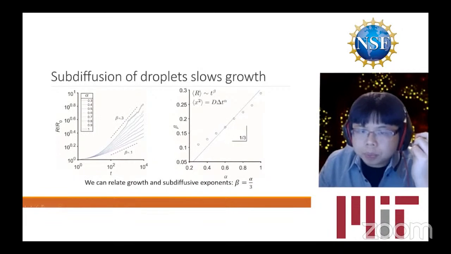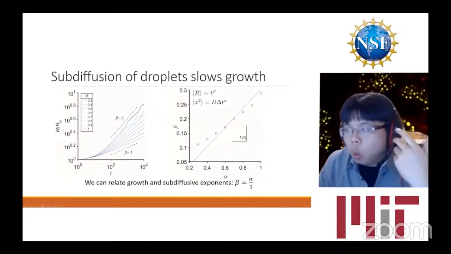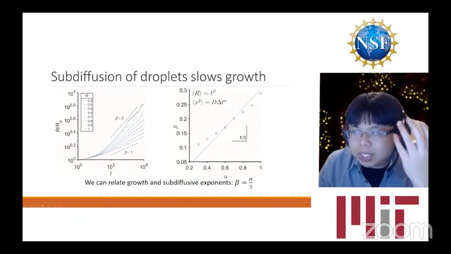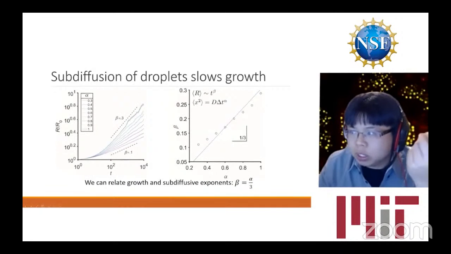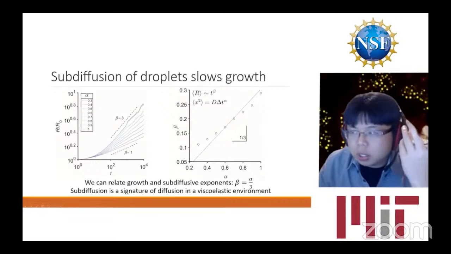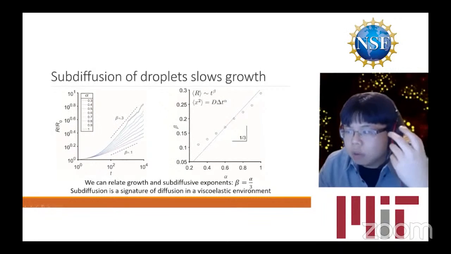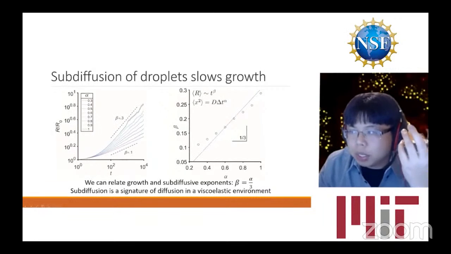And so we might ask, well, we can explain the anomalously slow coarsening with anomalous diffusion, but why might we see this subdiffusion in a living system? Well, it turns out that subdiffusion is a major signature of a viscoelastic environment, and being that we're in the nucleus, our candidate for the thing that might be causing such a viscoelastic environment is, of course, the chromatin.